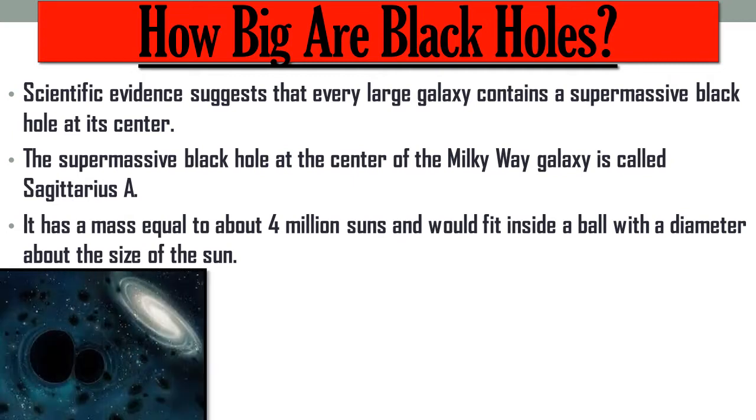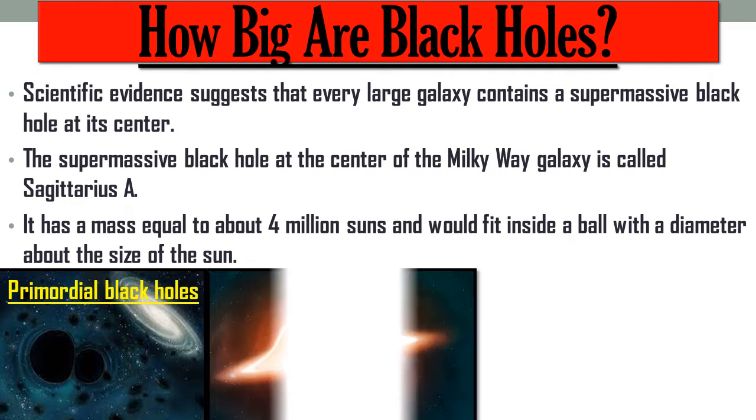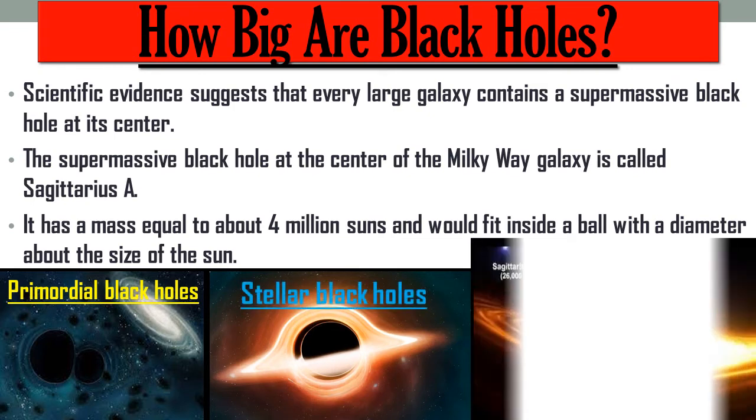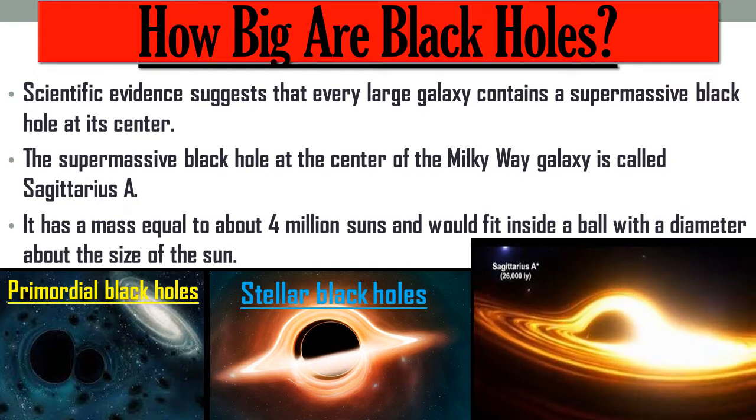Here I am putting pictures of the three different types of black holes. First is the primordial black hole, which is the smallest type. The second is the medium type, that is, stellar black holes. And these are the massive supermassive black holes, that is, Sagittarius A.